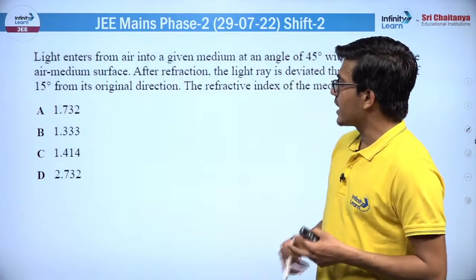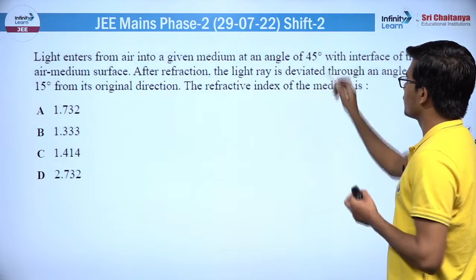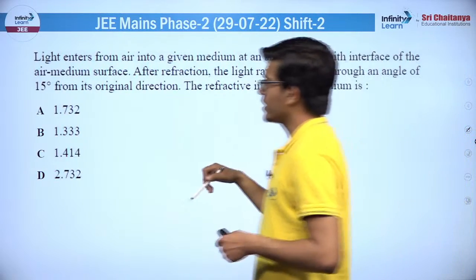The next question is, light enters from air into a given medium at an angle 45 degree, all right, with the interface of the air medium surface.